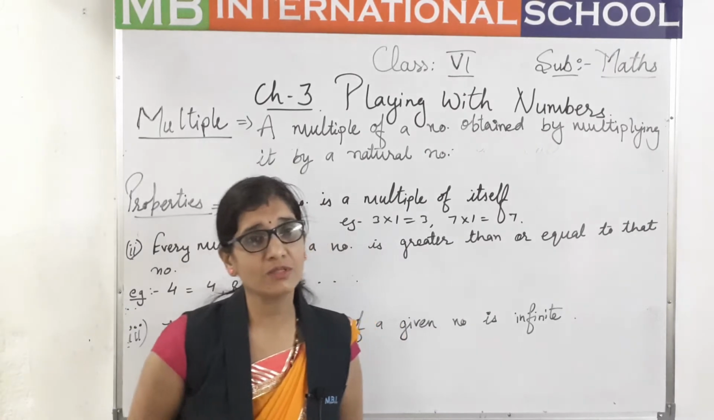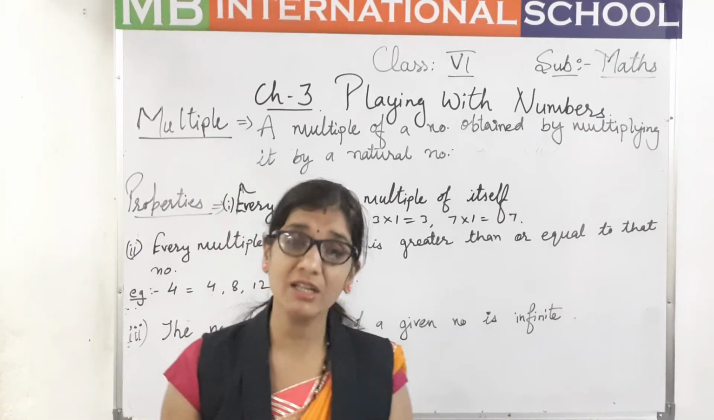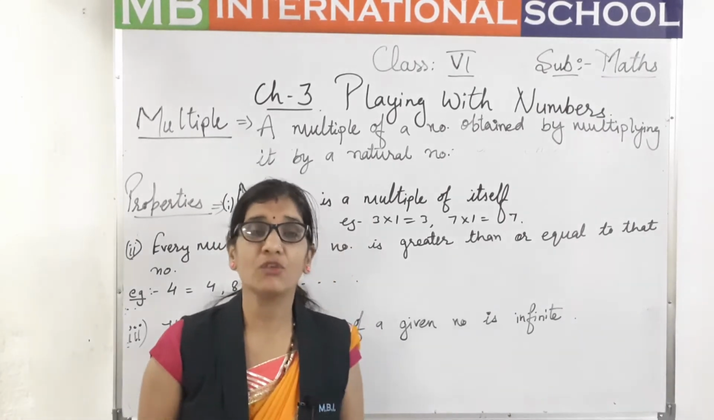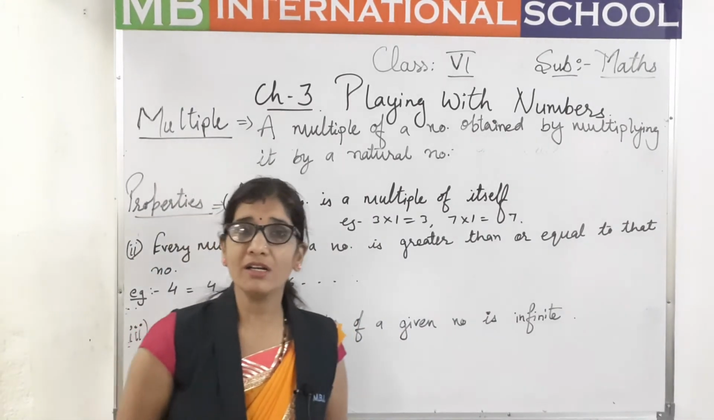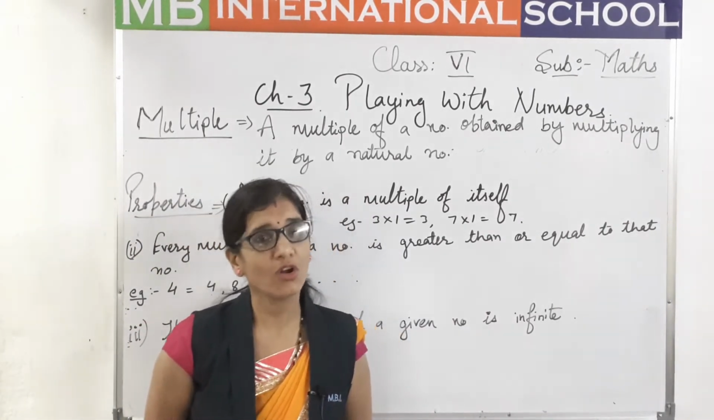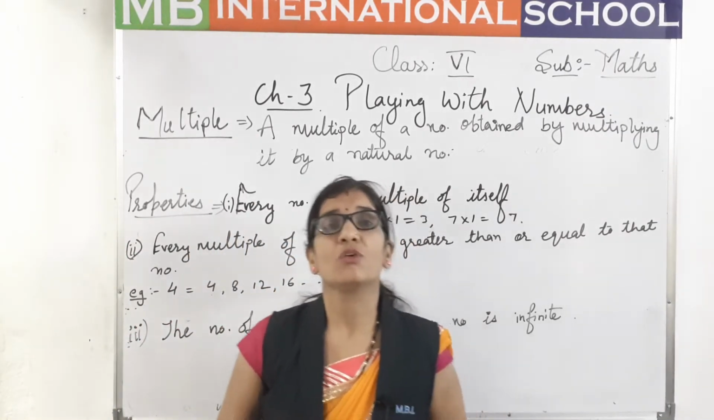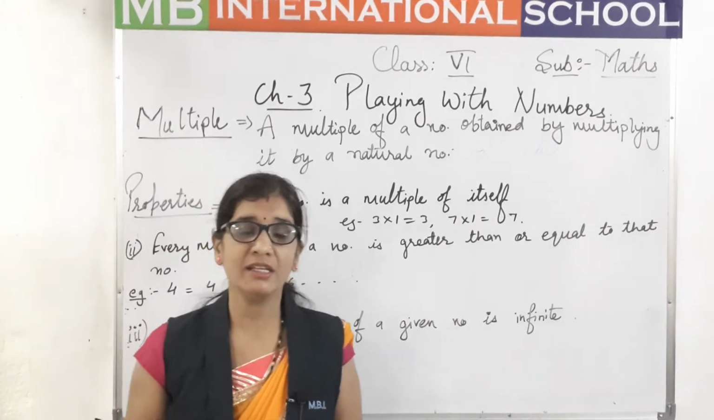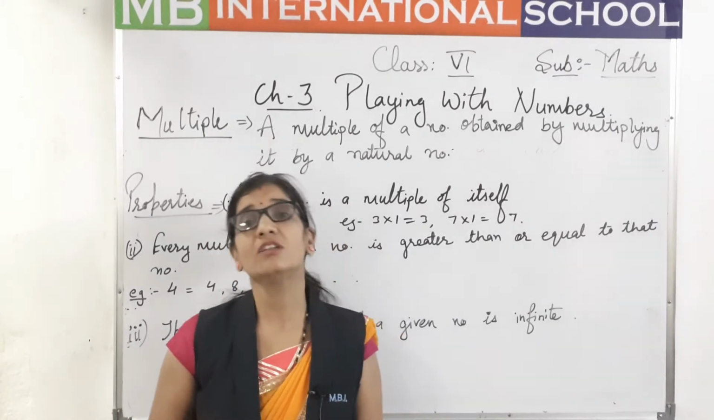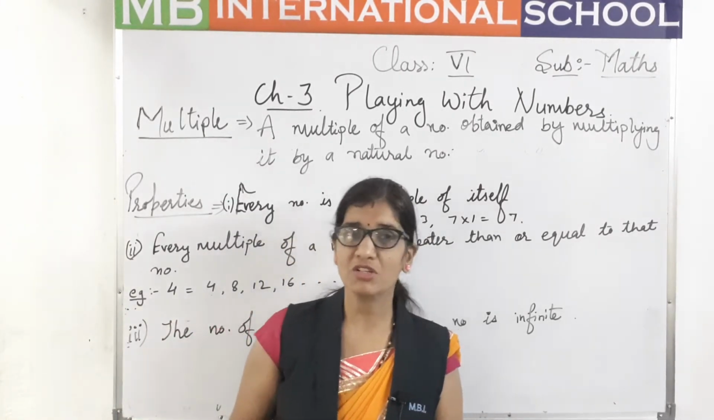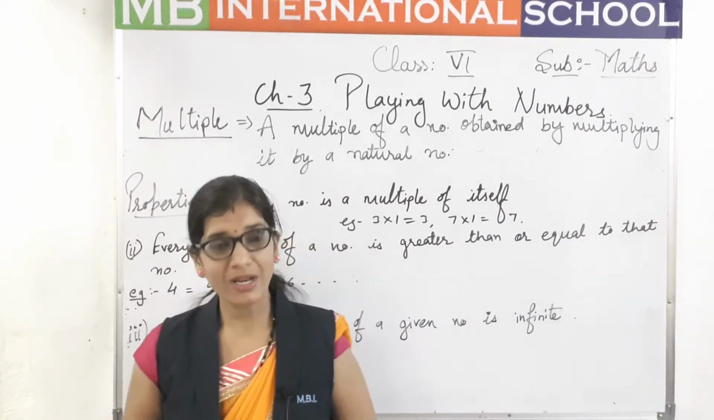So we can easily find out even for a large number whether it is divisible by 2 or not. Next is odd numbers. Odd numbers are those numbers which are not divisible by 2. For example 1, 3, 5, 7, 9 and so on. Those numbers which are not divisible by 2 are called odd numbers. Those numbers which are divisible by 2 are called even numbers. The next type is prime numbers.